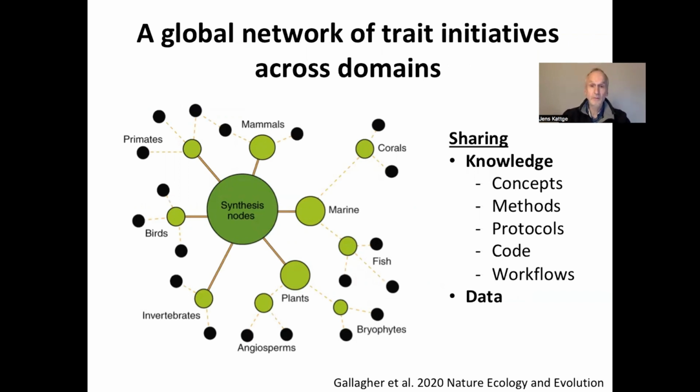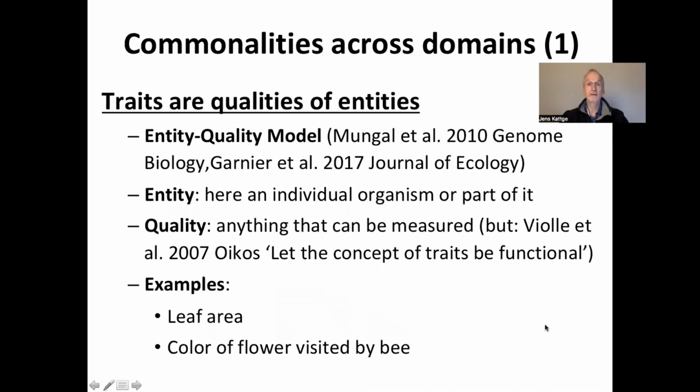The trait community is by default organized by the domains, because people working on corals know each other, they publish together. People working on fishes know each other and publish together. The same for people working on birds. The basic idea of the OpenTraits network is to link these different domains and make exchange about knowledge happen. And actually there is some commonality across the different domains.